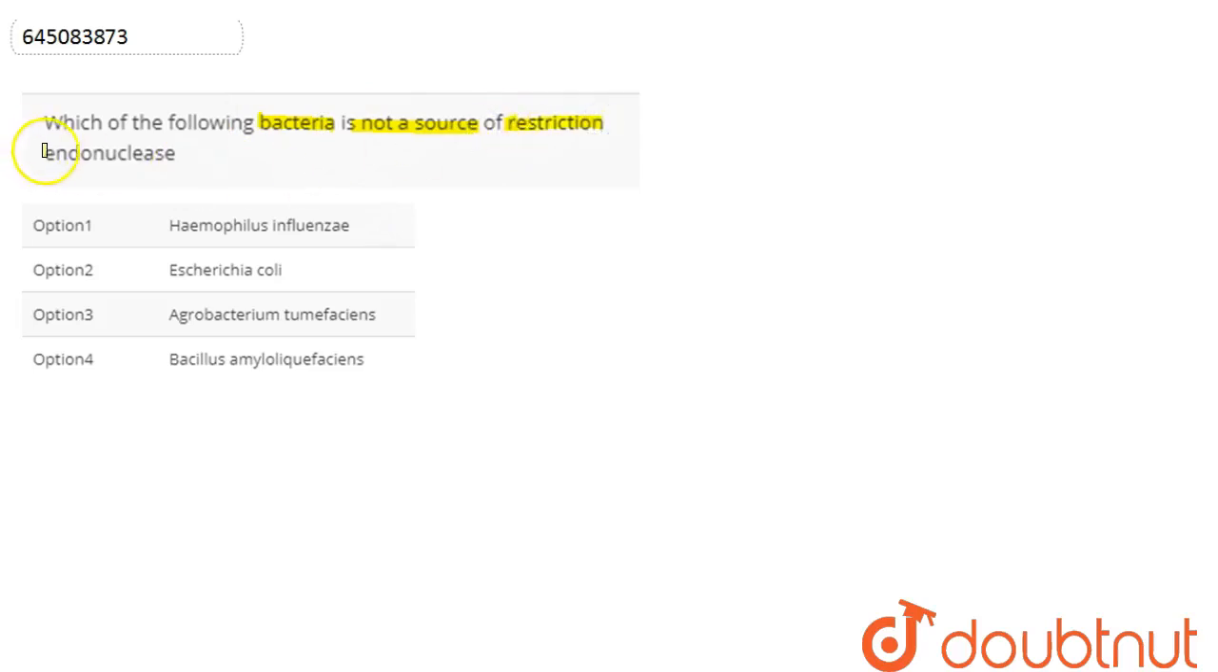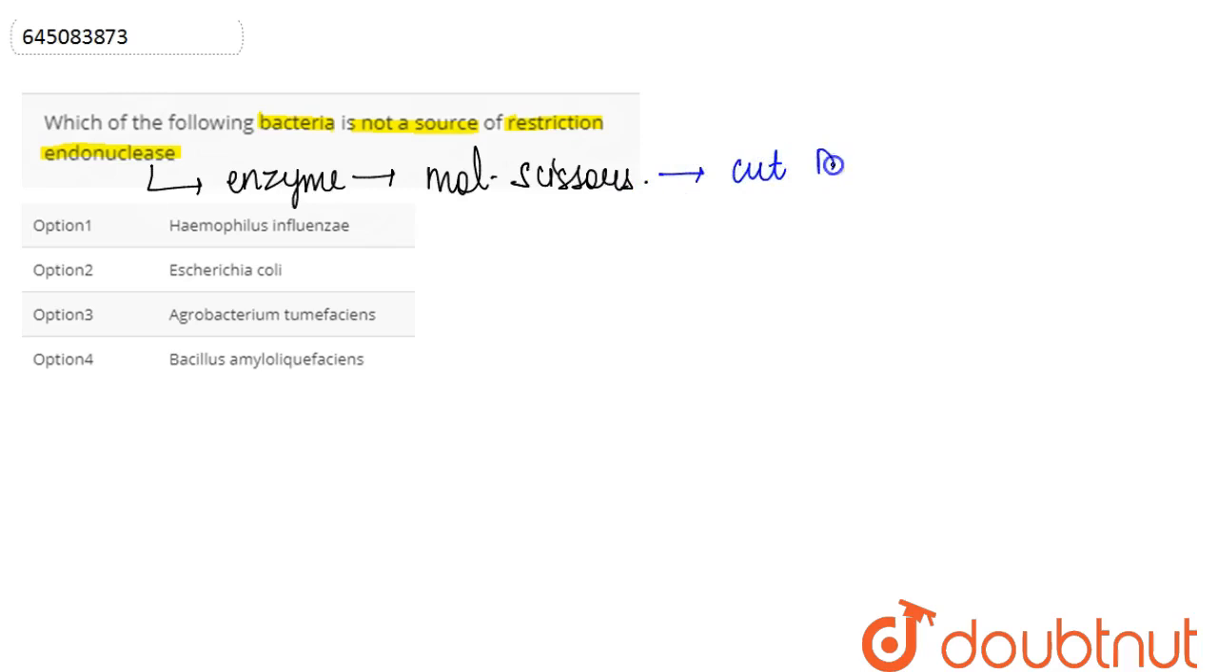In this question, we are asked which of the following bacteria is not a source of restriction endonuclease. So restriction endonuclease is simply an enzyme, right? It's also known as the molecular scissors. So this enzyme, or these molecular scissors, are used to cut the DNA at a specific location.